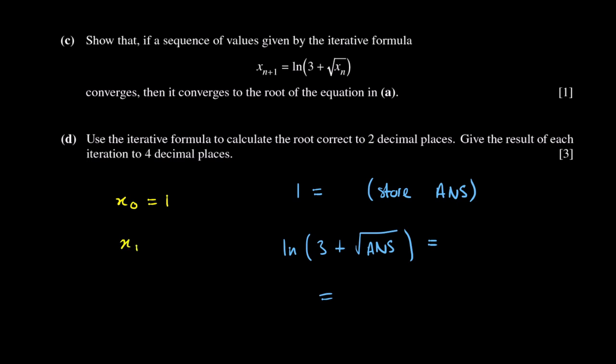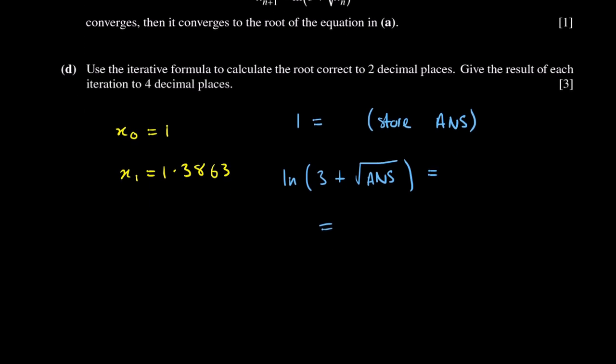Okay, so I'm going to do that now. ln bracket 3 plus the square root of answer, close bracket, equals, and that gives me 1.3863. Okay, so we want it to 4 decimal places. Now all I've got to do is hit the equals button again to get x2. And if I do that, I get 1.4297. Hit the equals button again.